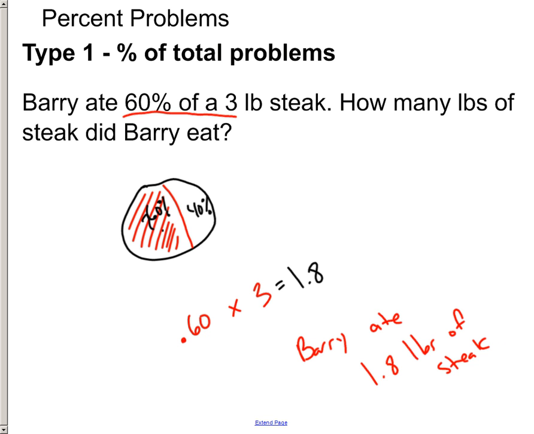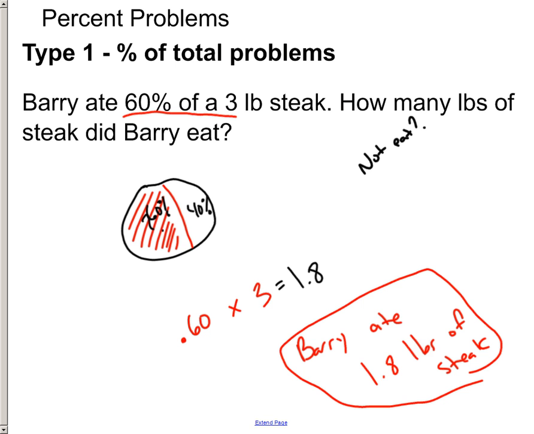Now, if I switch the problem up a little bit and I say, how much of the steak did Barry not eat? Well, if he ate 60% of the steak, that means 40% he didn't eat, because 60 and 40 is 100% of all the steak. So if I wanted to say how much did he not eat, I'd have to find 40% of 3, which is the same as 0.40 times 3. And 0.40 times 3 is 1.2. And here's where you need to see: if the entire steak is 3 pounds together, then adding 1.8 and 1.2, the amount eaten with the amount not eaten, would add up to be 3 pounds again. So it kind of makes sense.